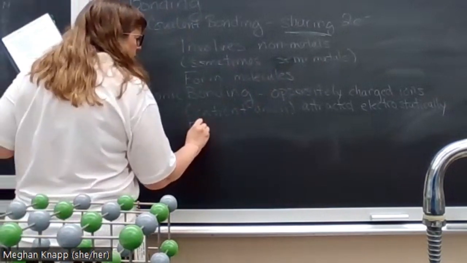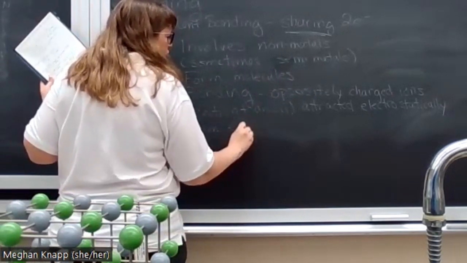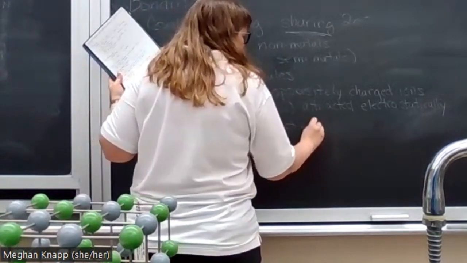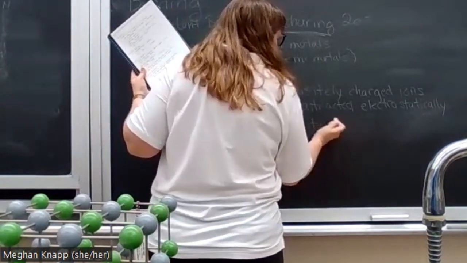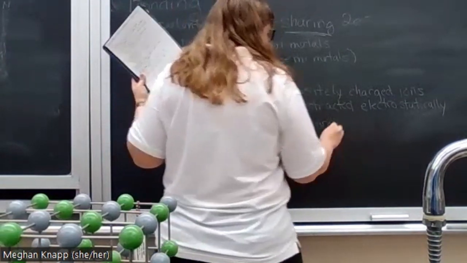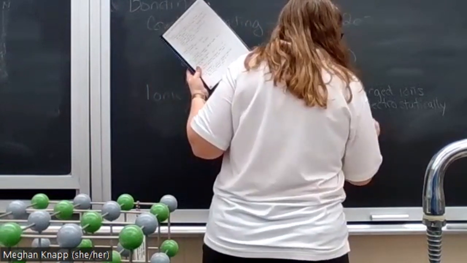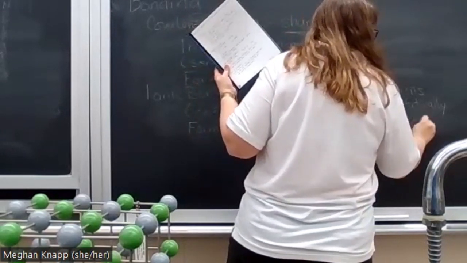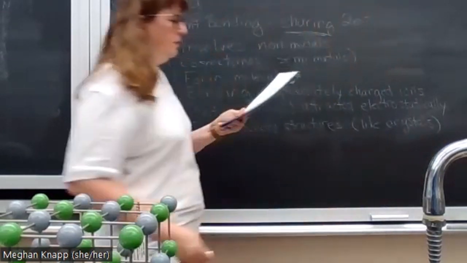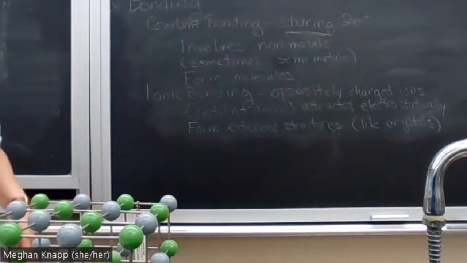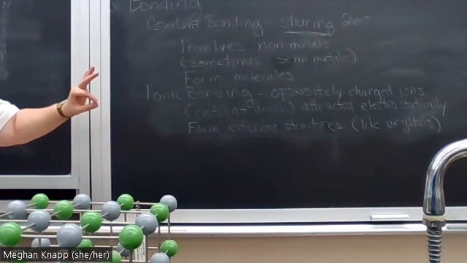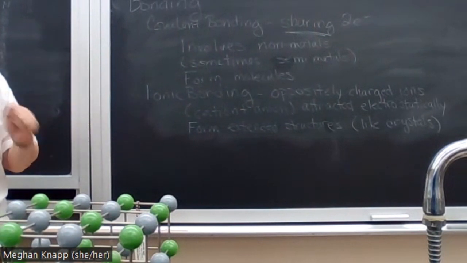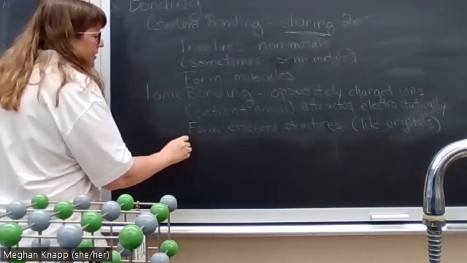So these form, sometimes we call them extended structures. And that's going to include a few things we won't talk about in this class, like nanotubes. But mostly we're thinking of crystals. Key thing is here, they don't form molecules. Okay, so since they don't form molecules, we just look at the lowest ratio of the atoms.